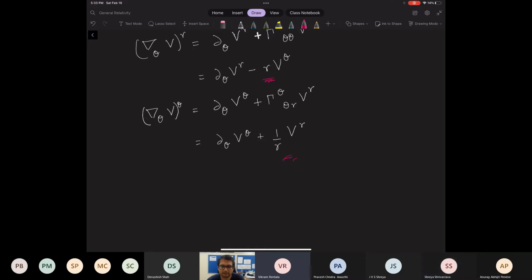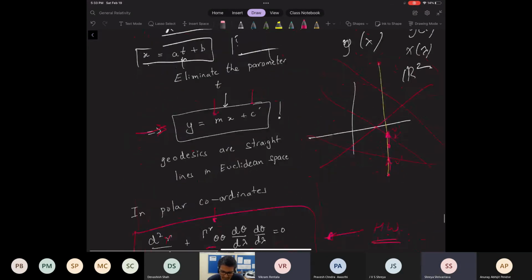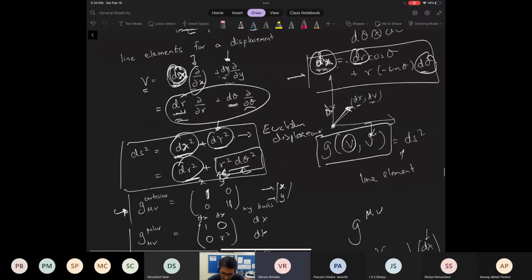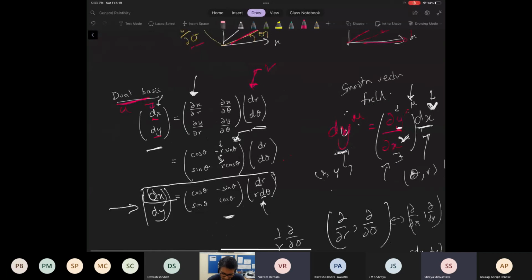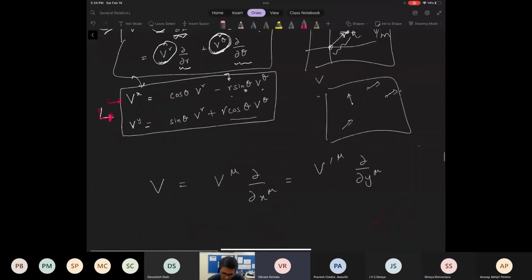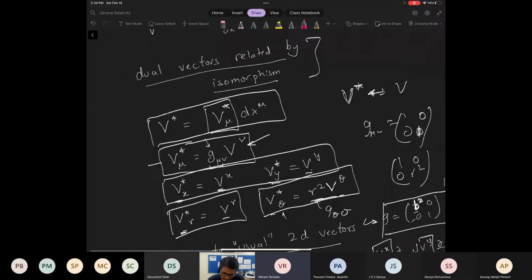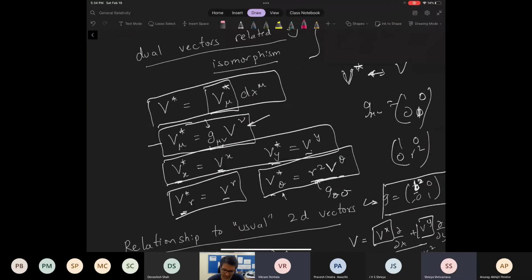Sir, yeah, go ahead. In the dual vectors related by isomorphism part, did I miss it here? Yeah, dual vectors related by isomorphism. I didn't, how did we get these relations? Oh, this one? Yes, sir.